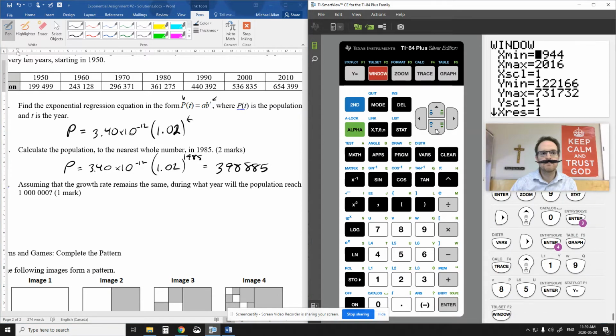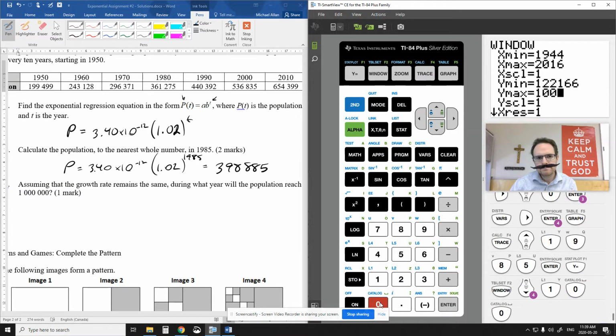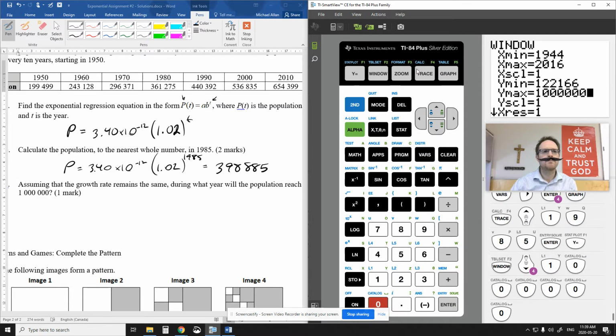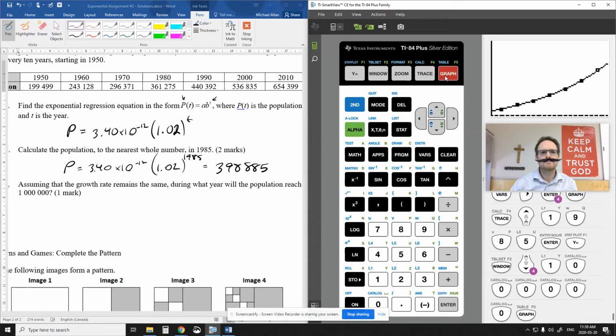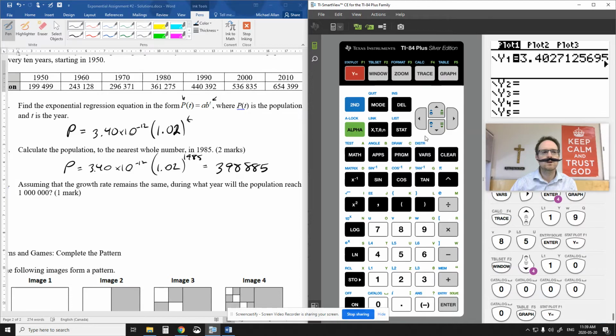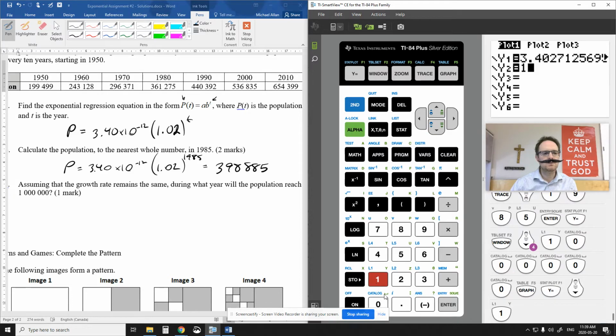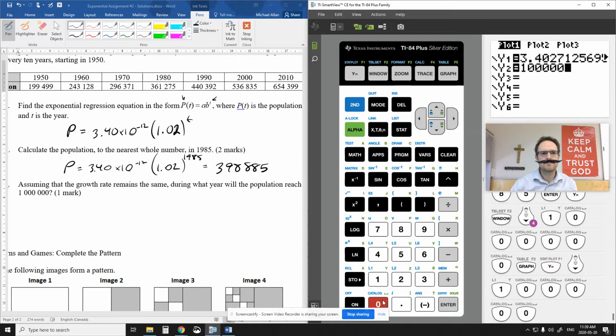Assuming the population grows, what year will you have 1 million people? So I'm going to go to window. Million would be on my Y max here. So I'm going to put 1 million right there. Cool. Graph that. Okay, I'm going to go Y is equal to, I'm going to put a 1 million line there because 1 million would be here. It's on the other side of the equation, right? Is equal to this equation.